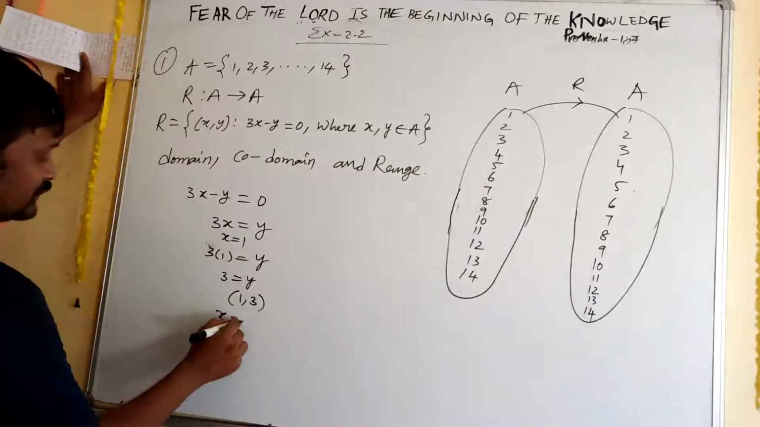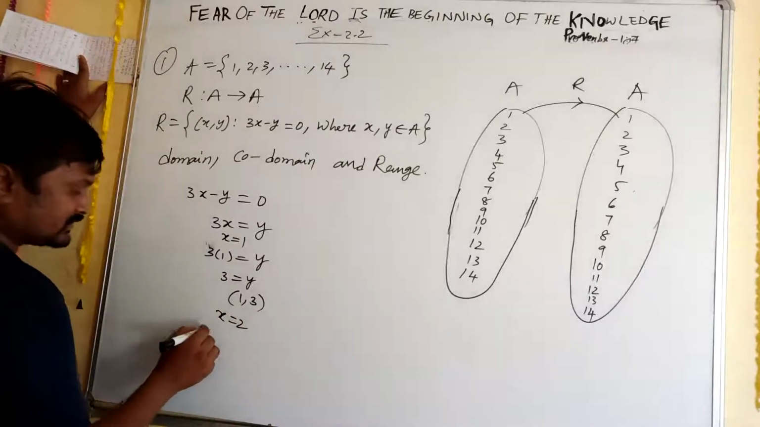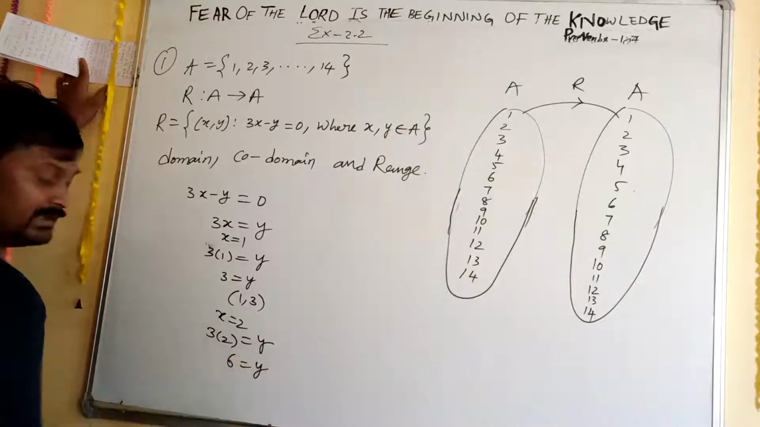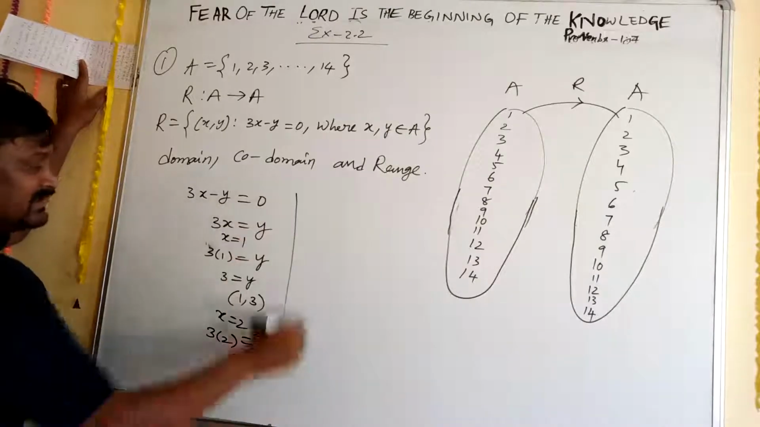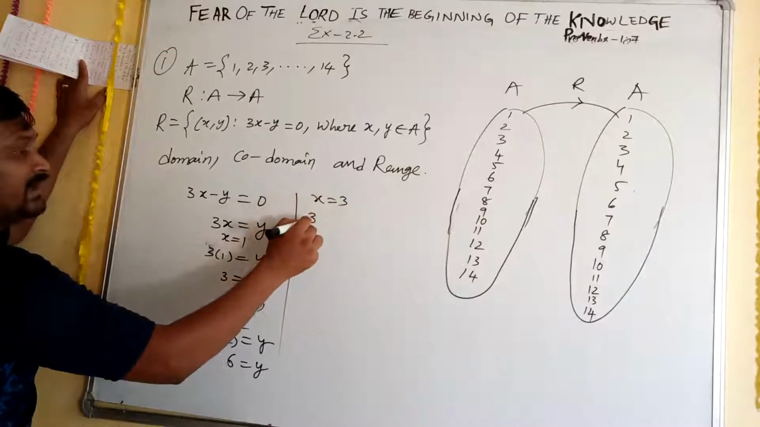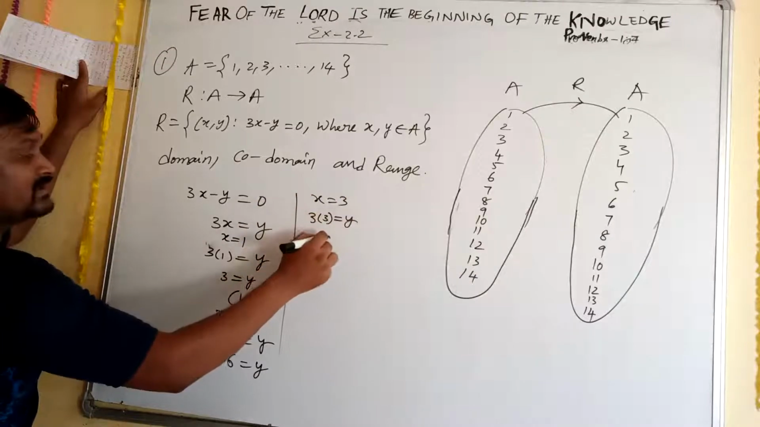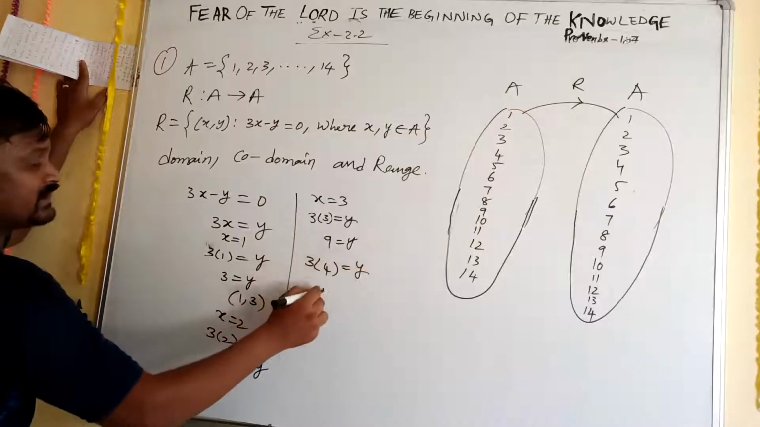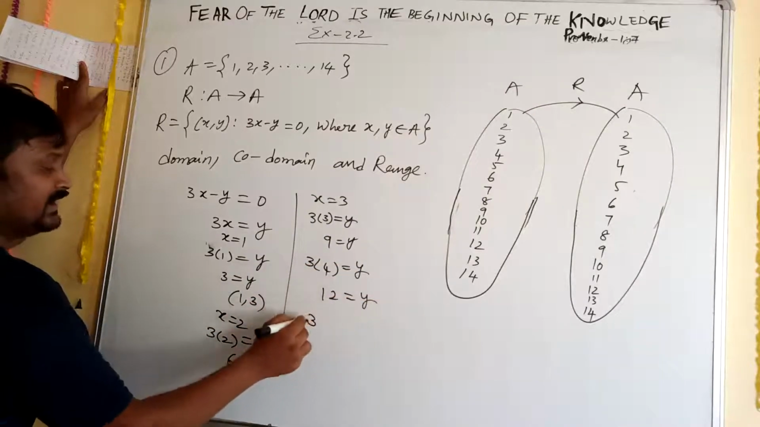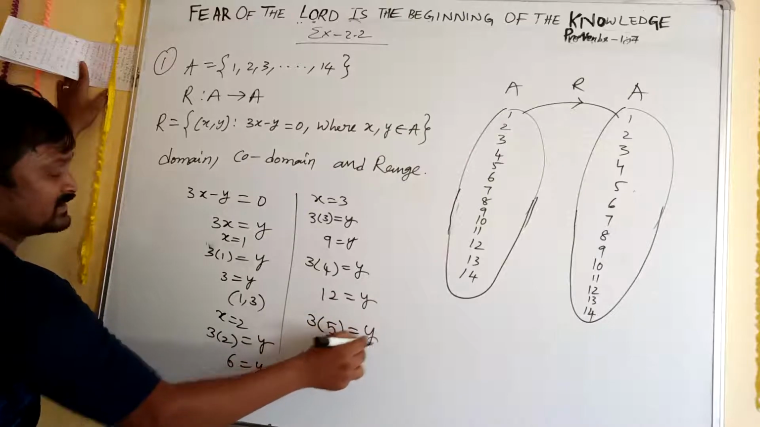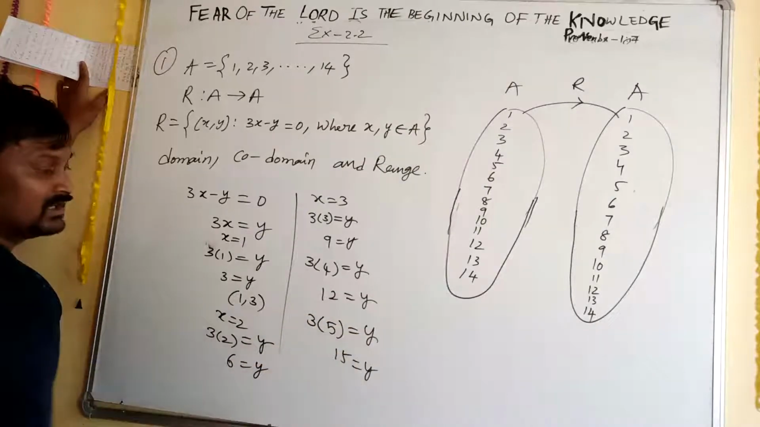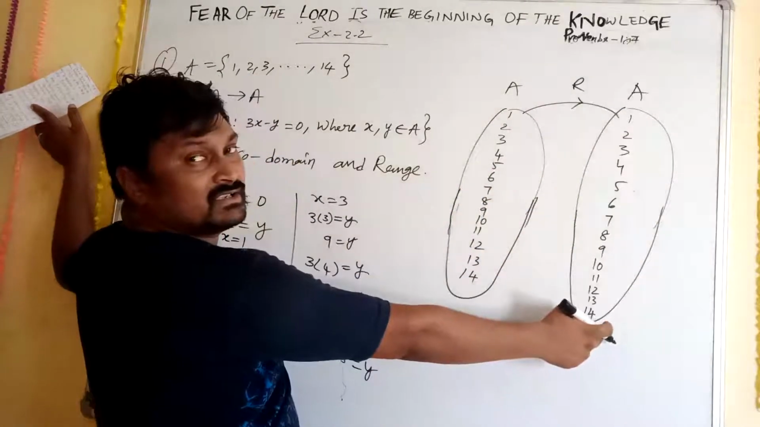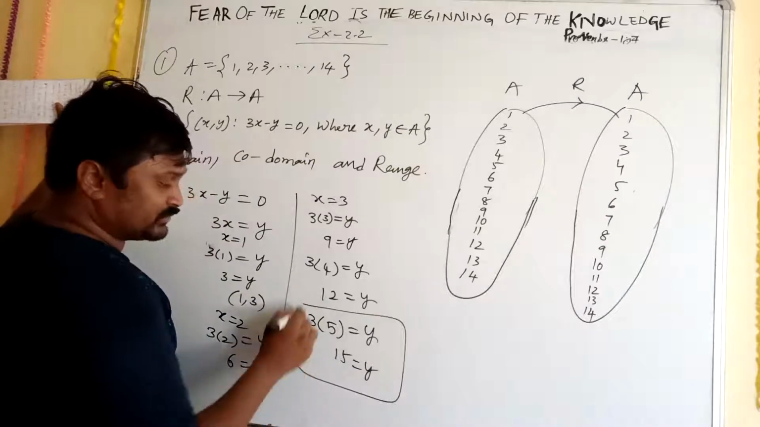Then x is equal to 2, take, what are you going to get? So 3 into 2 is equal to y, 3 twos are 6, is equal to y. So next one, x is equal to 3, take. 3 into 3 is equal to y, that is 9 is equal to y. Then 3 into 4 is equal to y, that is 12. 3 into 5 is equal to y, that is nothing but 15 is equal to y. Observe carefully here. Is 15 there anywhere in this? So not there, so no need to take this.